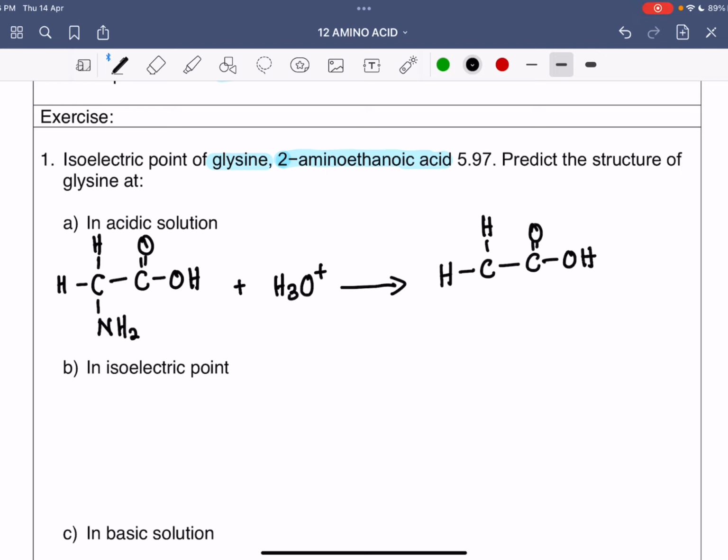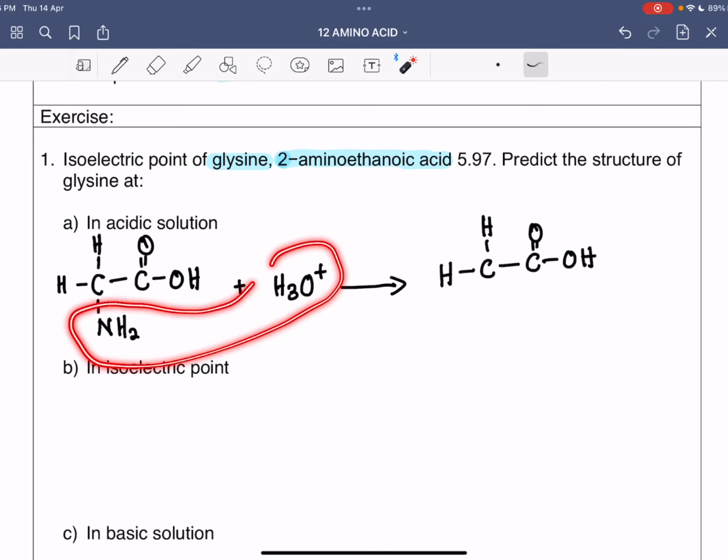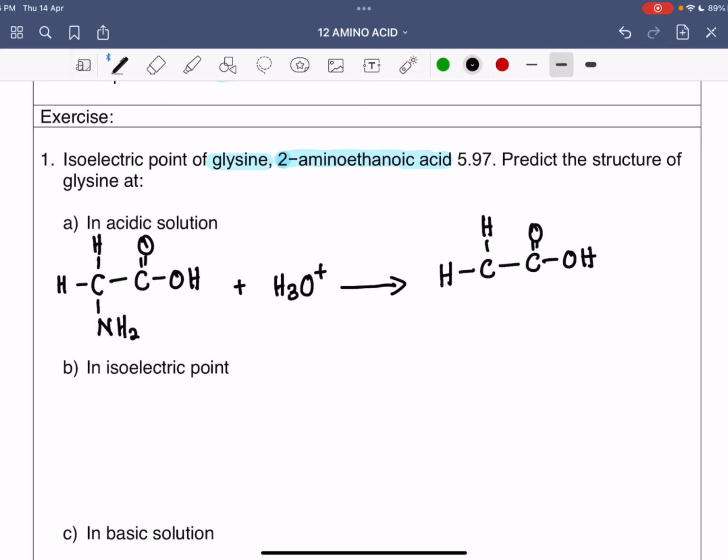This is a good tip. When it is acid, of course it will not react with acid, right? It will always react with the base. So the acid will react with this. Therefore, we have N, H, H.